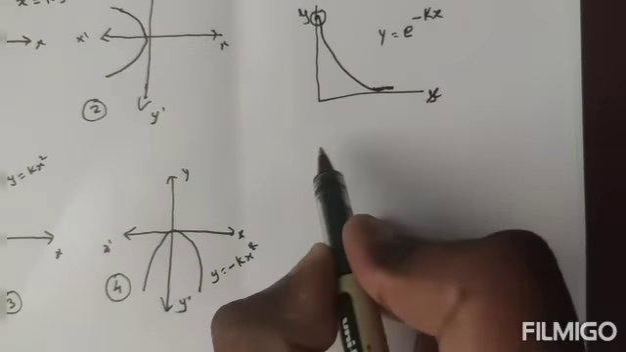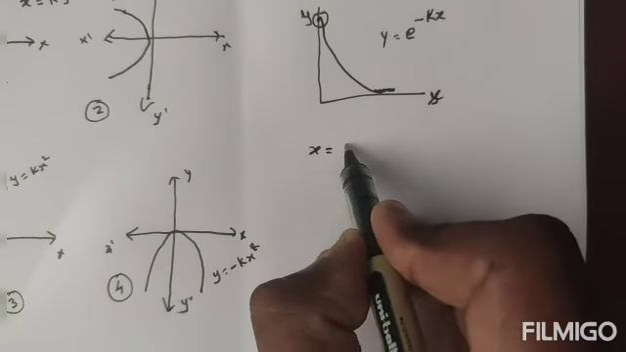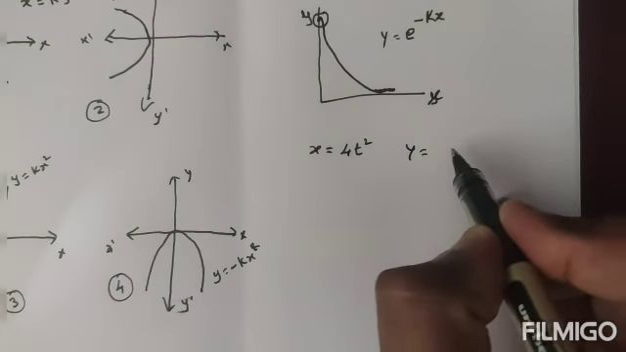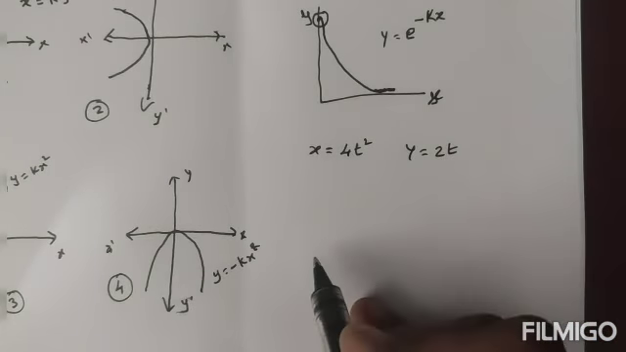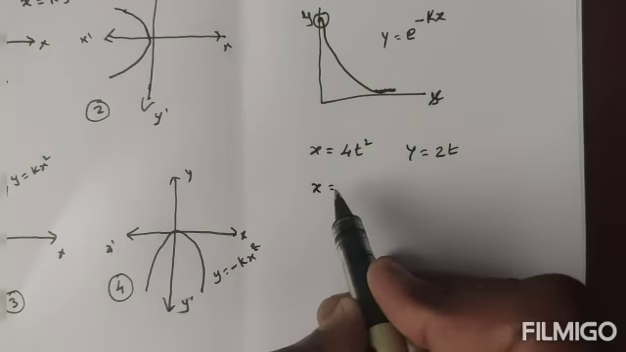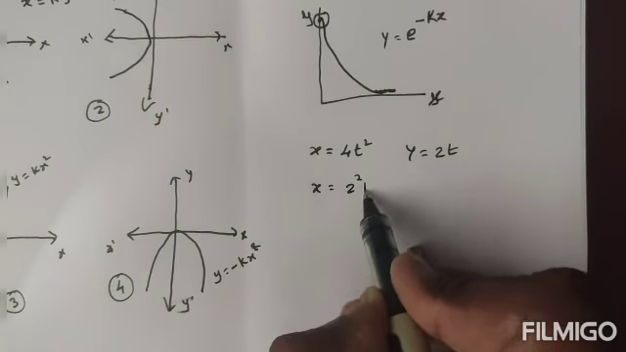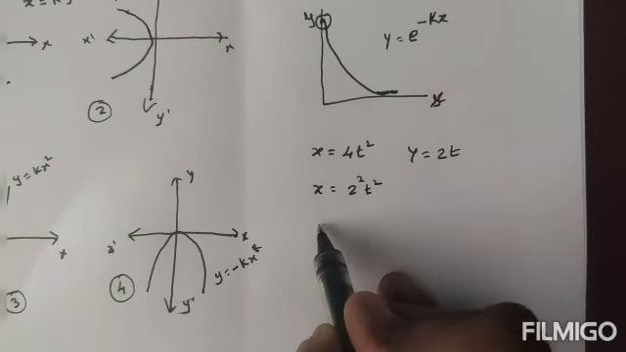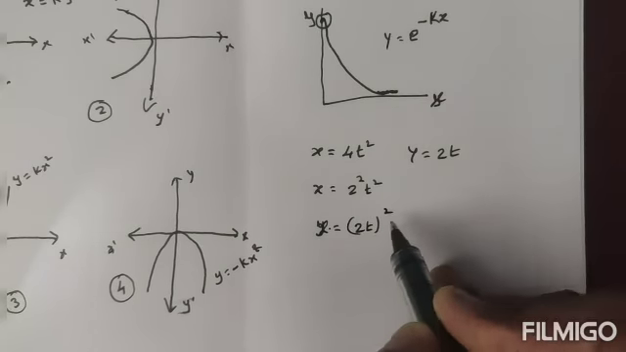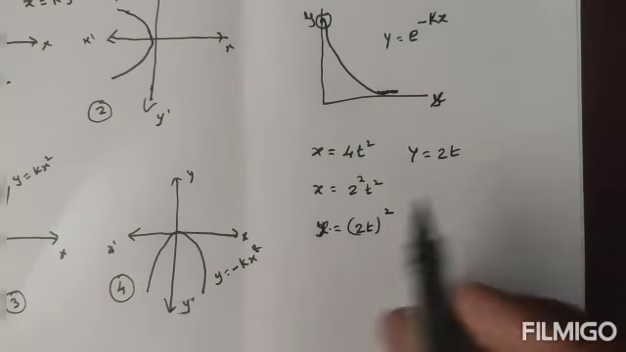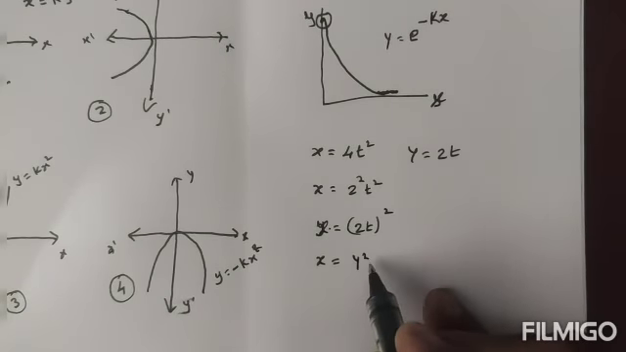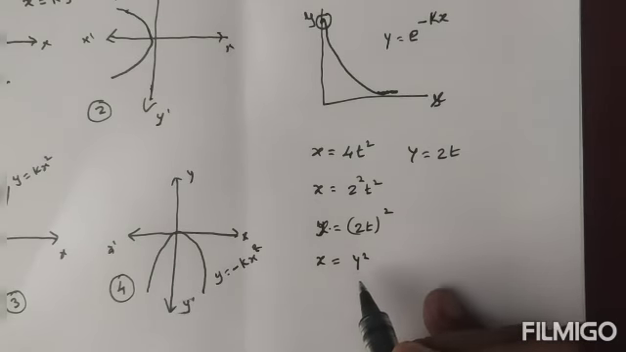In this equation, x is equal to 4t squared is given, as well as y is equal to 2t. So we can write x is equal to 4 as 2 squared, and then t squared is already there. Therefore x is equal to 2t the whole square, but we know already y is equal to 2t, so we can replace this value. Therefore x is equal to y squared.